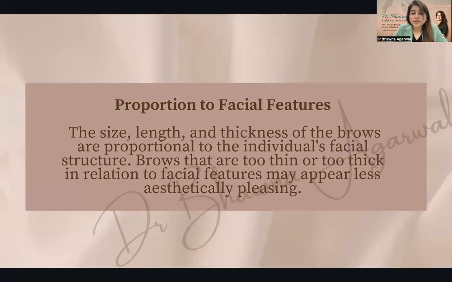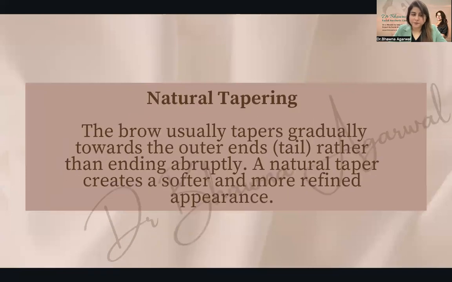The next important thing is proportion to the facial features. The size, the length, and the thickness of the brows are all proportional to the individual facial structure. Sometimes the brows are too thin. You have big eyes and very thin eyebrows, which again is a disproportionate look, which might not be aesthetically pleasing. And if you have fine features but very thick brows, that also creates an aesthetic disparity. So that one has to observe.